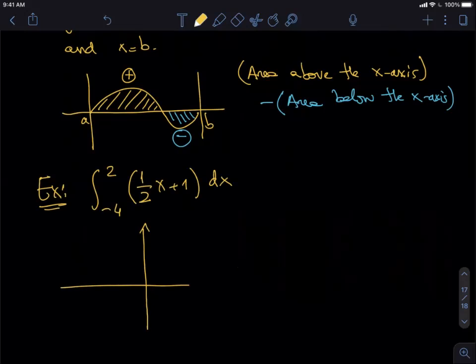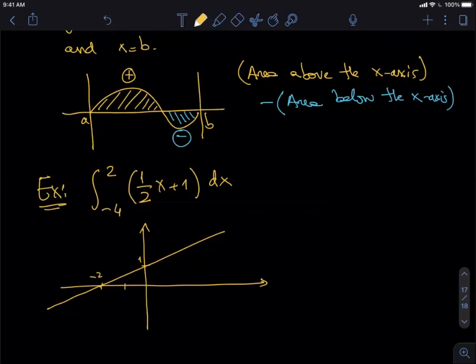It's an area, so we can actually plot the graph. This is 1, -2. At x equals -2, the function crosses the x-axis. And then it crosses the y-axis at y equal 1. When x is 0, y is 1.